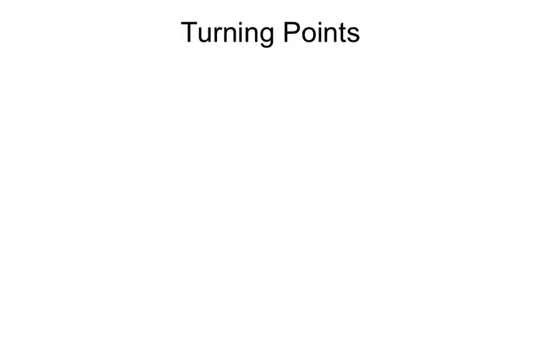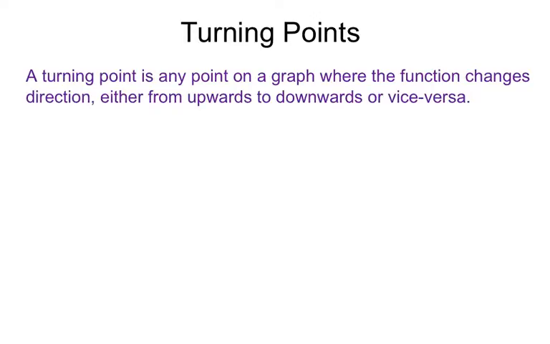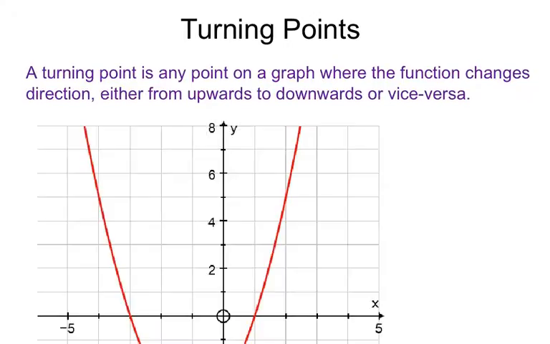In this video, we're going to briefly discuss what a turning point is. A turning point is, as it sounds, a point where a graph turns, where it changes direction. Strictly speaking, a turning point is any point on a graph where the function changes direction, either from upwards to downwards or vice versa. So let's have a look at a couple of examples.